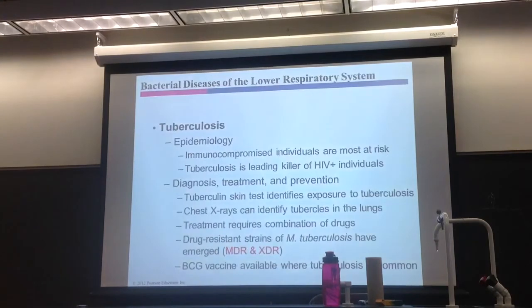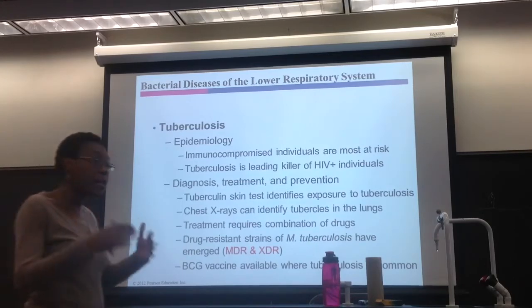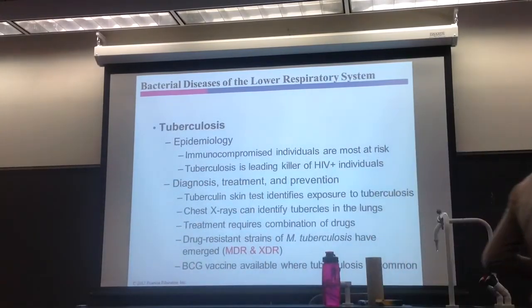Okay. Now, who's most at risk? Immunocompromised are most at risk, okay? And if you have HIV, TB is the leading killer because they end up with what? Secondary tuberculosis, right? Okay, so it's the leading killer among HIV-positive individuals. Now, how do you diagnose it? How do you treat it? How do you prevent it?